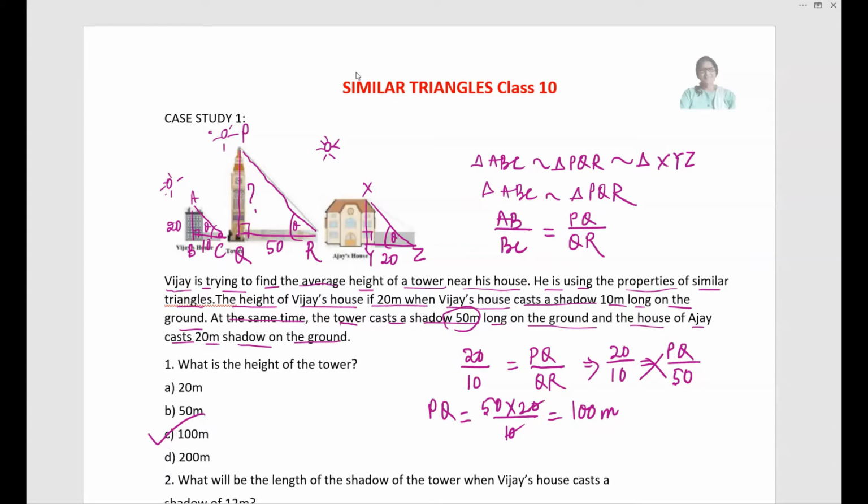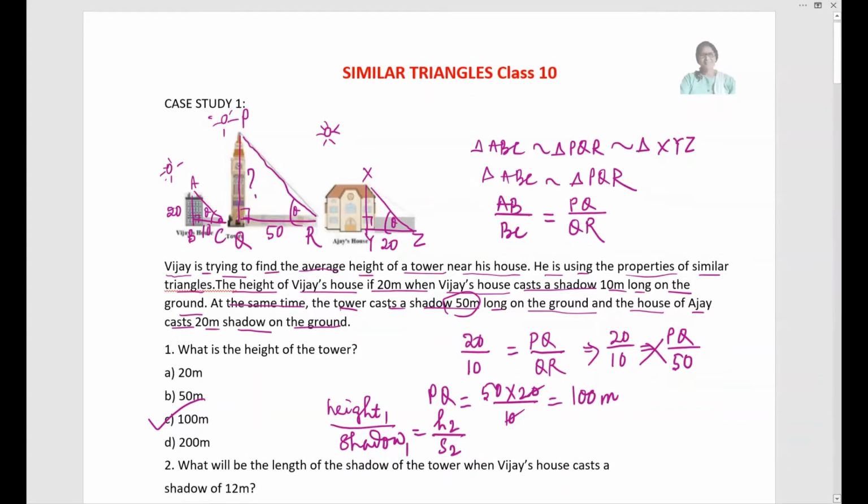So what are we using? Height by shadow is the same as height by shadow. The ratio of height 1 to shadow 1 is equal to height 2 to shadow 2. You can find it out. This finishes question number 1.